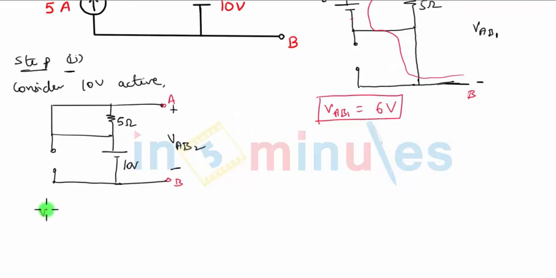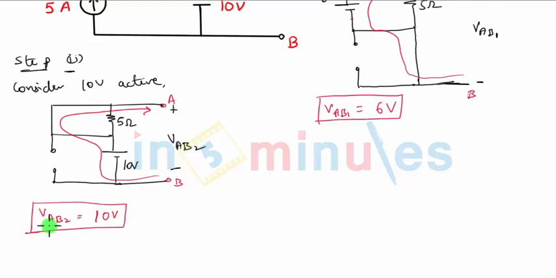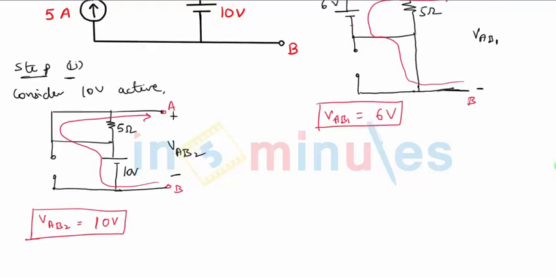To find VAB, in this case VAB2, I start from point B and travel up to point A. So once again I can follow a very similar path. This time I come across this 10 volts battery, so going from negative to positive terminal, it becomes 10 volts, and later on there's a short circuit branch, so I do not come across any other voltage. I reach point A, so that becomes my VAB2. Without any calculations, it becomes equal to 10 volts.